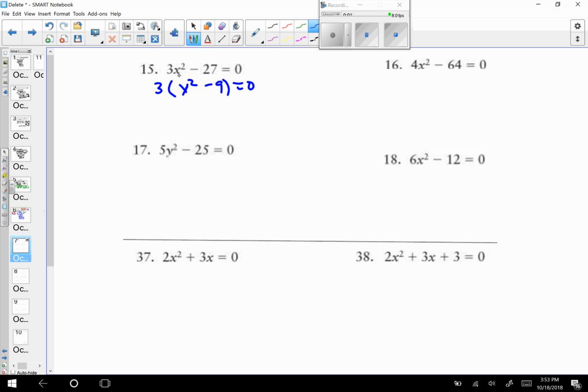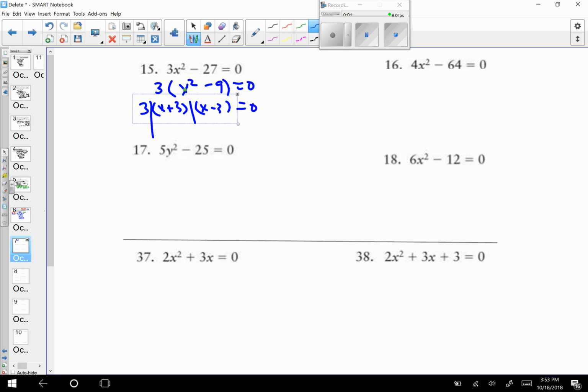So we know that, yeah, if you do distributive property, you can prove that that's true, but I saw that 3 was the greatest common factor. 27 divided by 3 is 9. So we want to factor as much as possible, so the 3 comes down, but the x squared minus 9 can be factored into x plus 3 and x minus 3 is equal to 0.